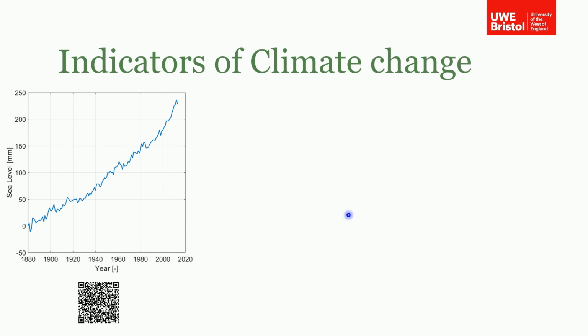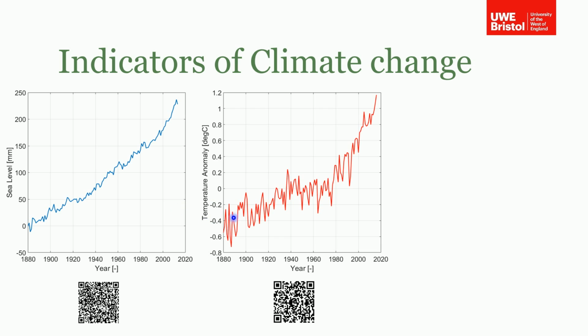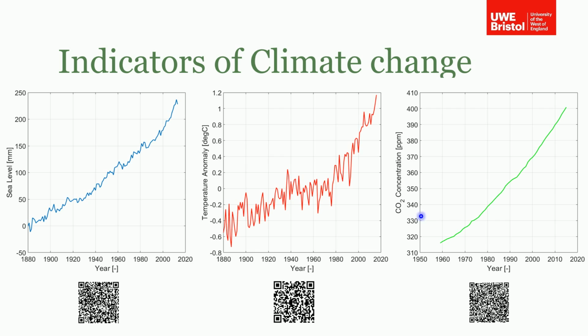Some of the indicators of climate change are, firstly, the sea level rising with increasing time since the 1880s. You can see it's increased fairly dramatically. That correlates with the increase in temperature in the Earth's atmosphere, and also the temperature on the Earth's surface, which is obviously going up with time as well. Finally, both of these can be correlated to the concentration of carbon dioxide in the Earth's atmosphere, and you can see that's going up in the same way over the same period.